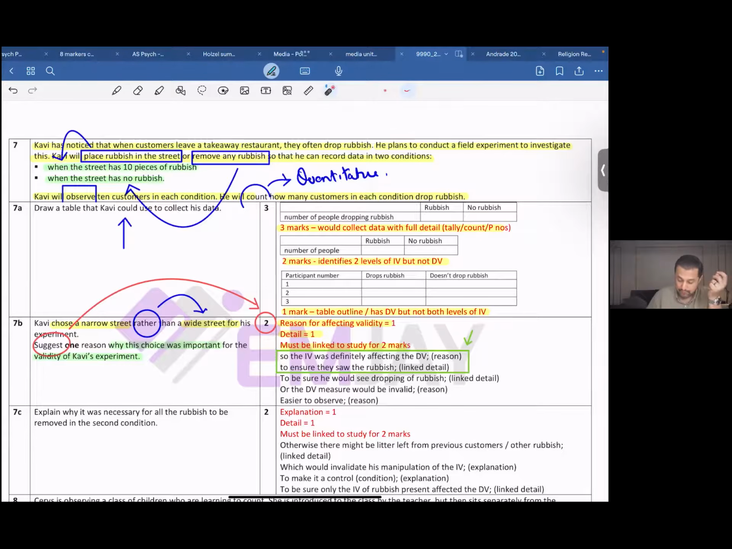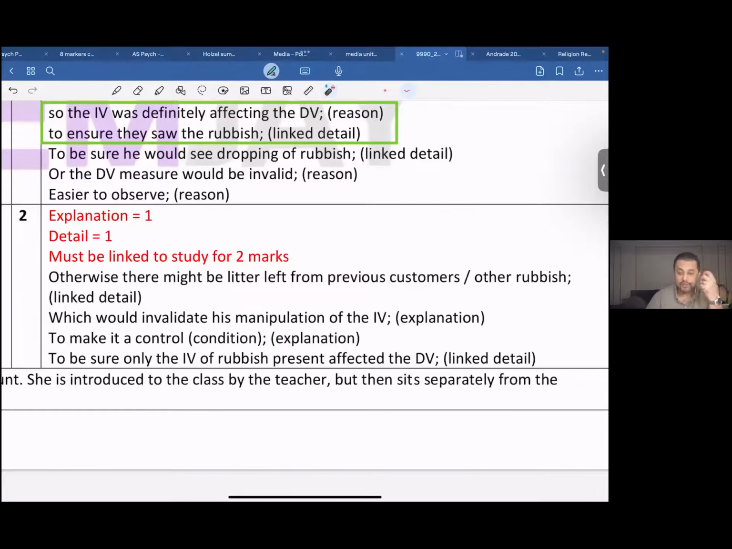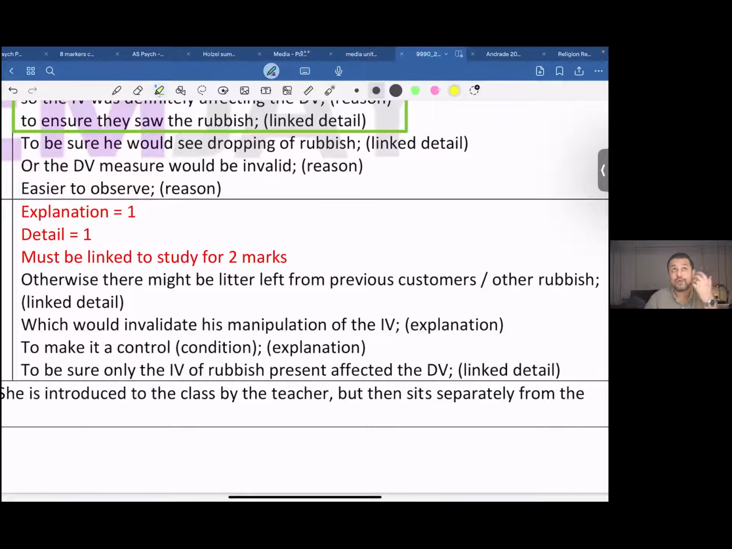If Kavi wouldn't have removed all the rubbish in the second condition, then how do you think Kavi would have been able to distinguish between the two conditions? Simple. Otherwise, there might be little left from the previous customers, which would invalidate his manipulation of the IV. Perfectly written. Or you could write, to make it a control condition to be sure only the IV of rubbish present affected the DV. Alternatively, you could write the second one too.